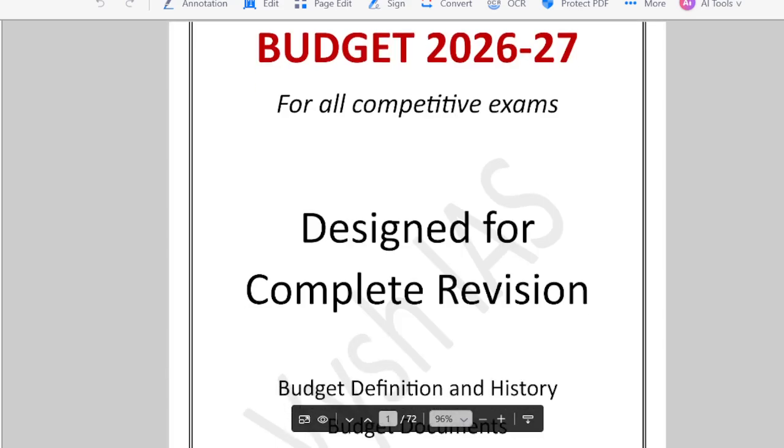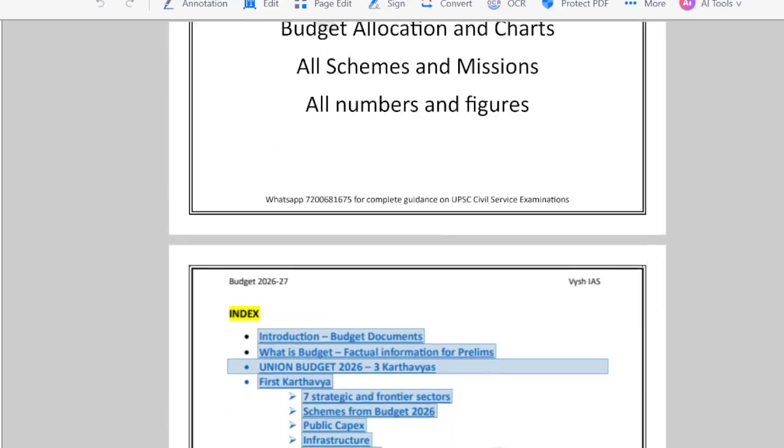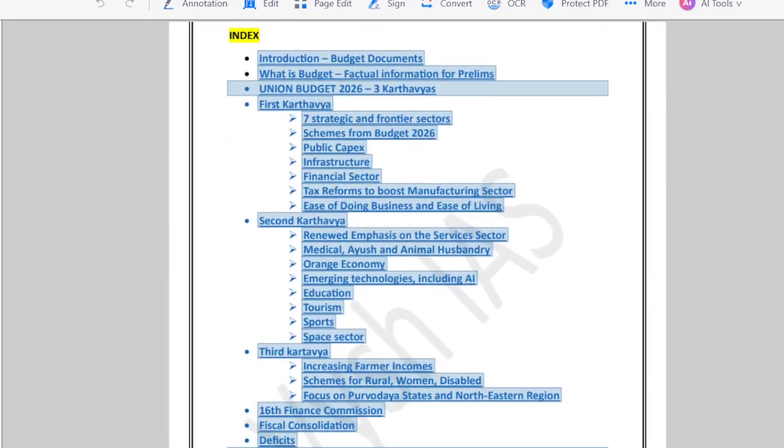Now suppose look at the budget PDF. Again, all the numbers, all the schemes are taken. This time, if you have seen the speech of the finance minister, first kartavya, second kartavya, third kartavya, that was her speech order. In that same order I have summarized it.